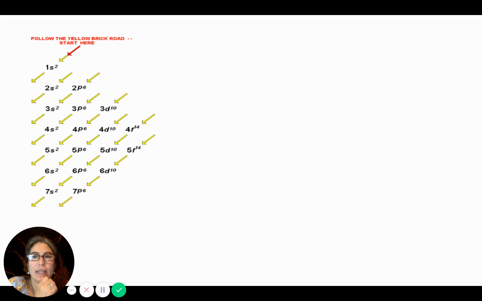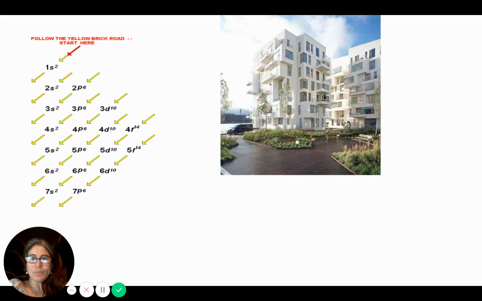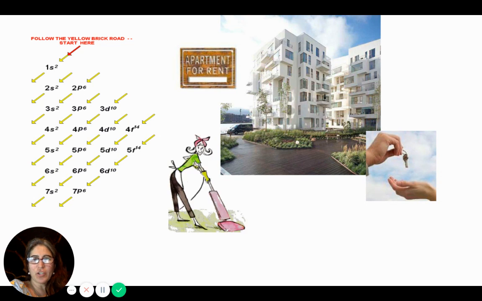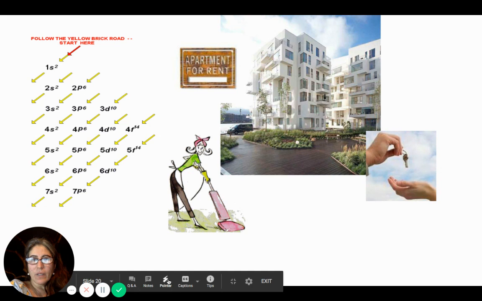Okay, so let's start following this. Let's start doing an example and explaining a little bit more the Aufbau chart. Suppose that you're in charge of that apartment building and you're going to rent it. The owner gives you the keys, but you're also in charge of cleaning the bedrooms, all these apartments.